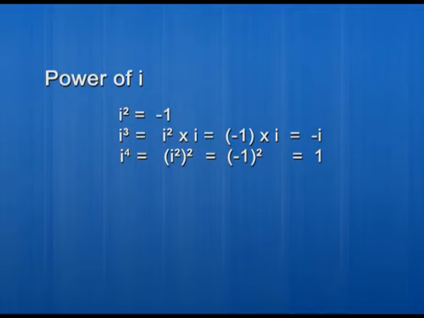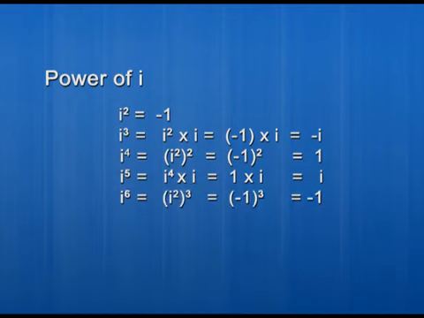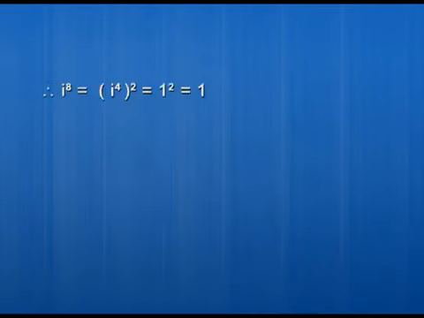Similarly, we can find the value of i⁵, which is i, the value of i⁶, which is -1, the value of i⁷, which is -i, and so on. And therefore, i⁸ can be written as the square of i to the power 4, which gives us the value 1.